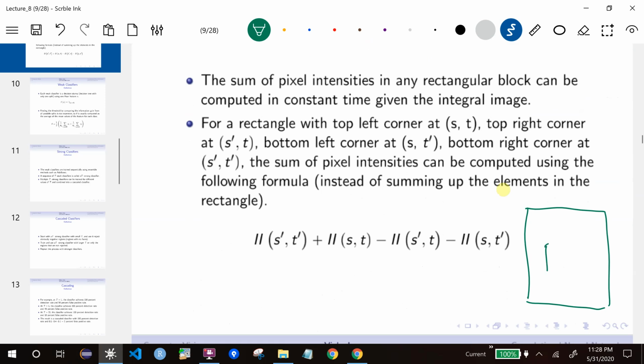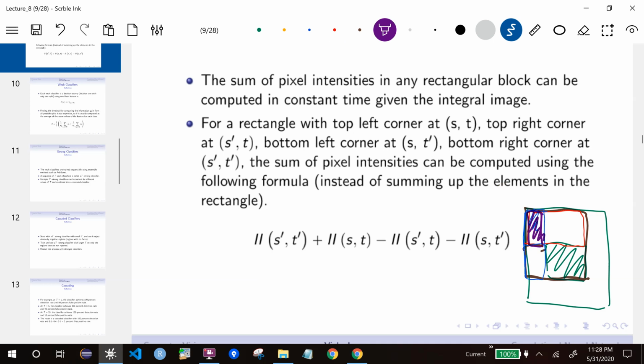Let's use a diagram again. Suppose we want to figure out the sum of pixel intensities in this region. Note that we have the integral image value already. So we have the sum in this region, and we'll subtract the sum in this region. And then we don't have this small region, we don't have this only, so we will subtract this again. So there is some kind of double counting, so we will add that region back.